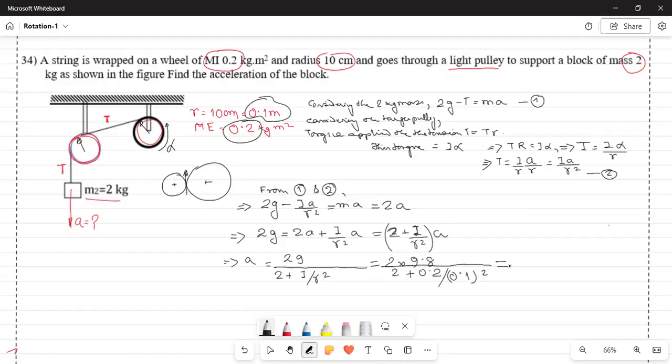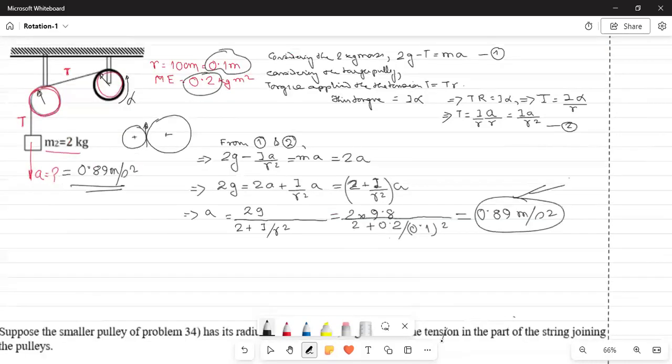If you calculate this, you will find the answer is 0.89 meter per second square. That means this mass of 2 kg is falling at an acceleration of 0.89 meter per second square. This was the question. Now there is a tail end of this question. That is why I have taken up this question.